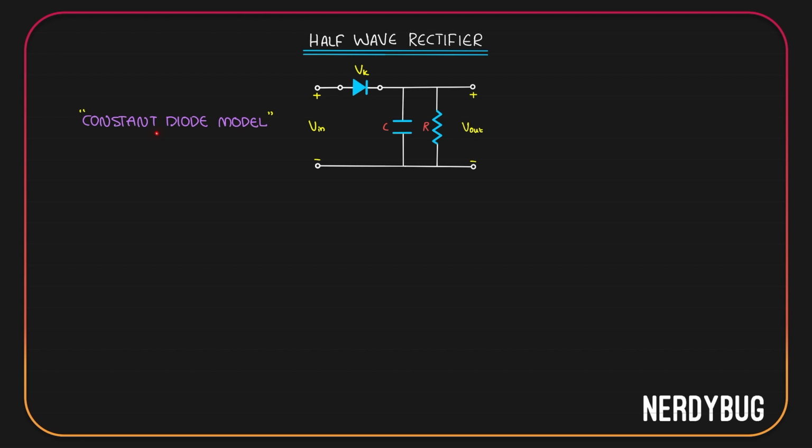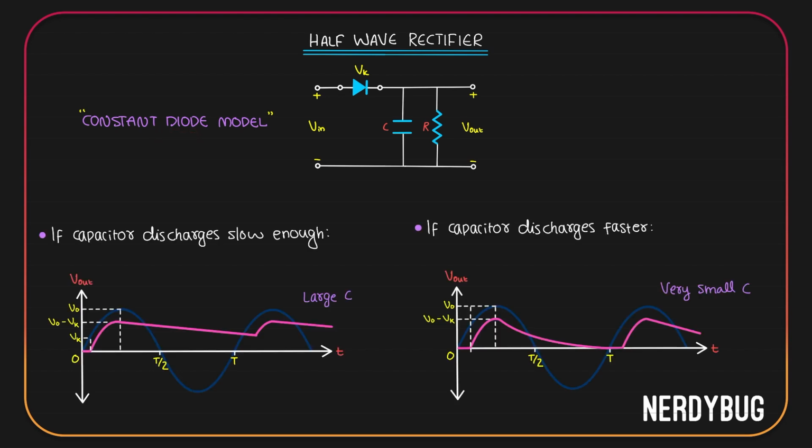Let us now plot the two outputs for the constant diode model. When the capacitance is really large, this is how it will look like. When the capacitance is really small, this is how it will look like. The only difference here is when V input first starts from 0 to its maximum value, the diode will not immediately turn on. It needs the input to at least be equal to the knee voltage so that it will be turned on and the capacitor can start charging. You can see that over here in the graph. Until the input becomes equal to Vk, output is 0.